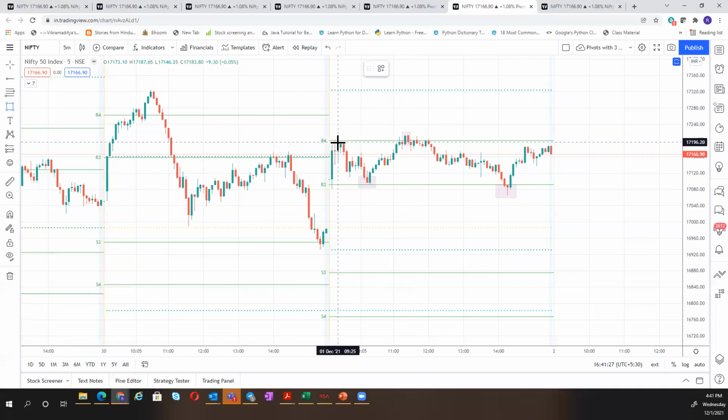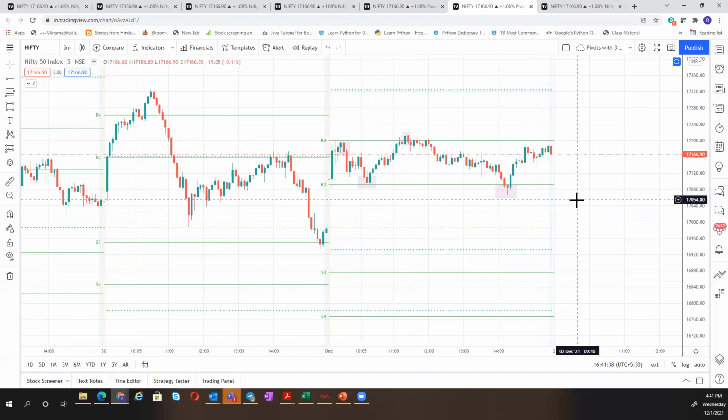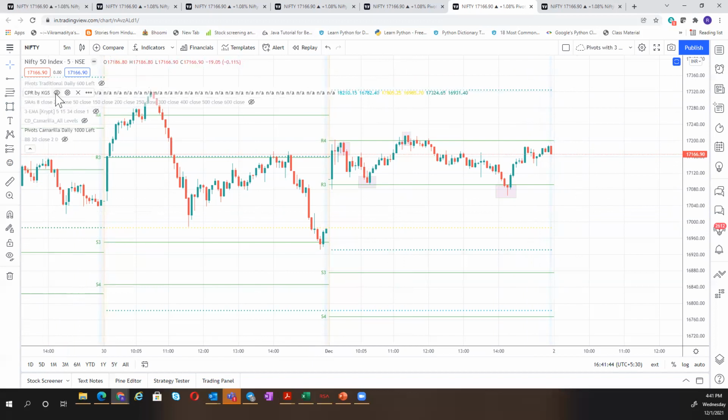You can consider this as well because this is a wick to wick engulfing candle near the selling area. So altogether you had 1, 2, 3, 4 trades. Even if you had scalped, it was very easy to scalp around 40, 50 points today. Now let's see how tomorrow will be.